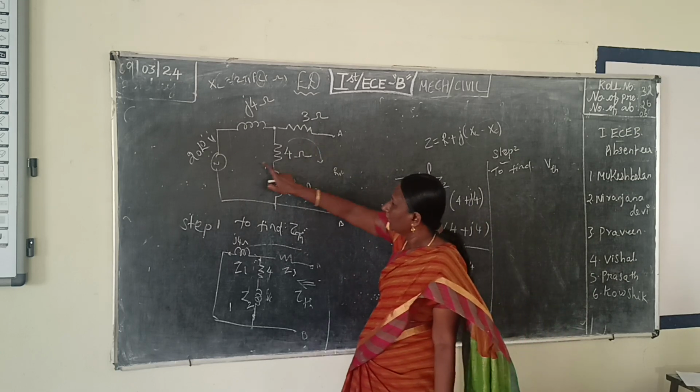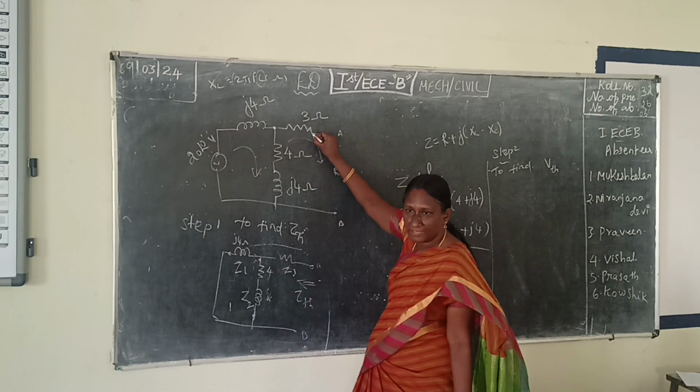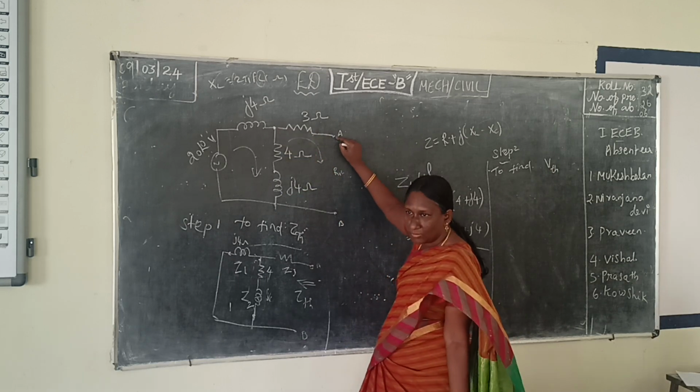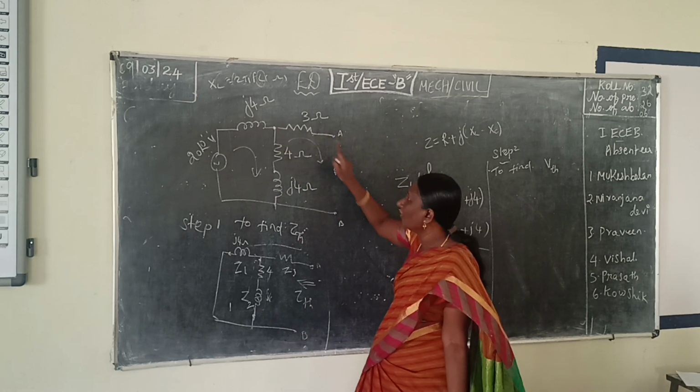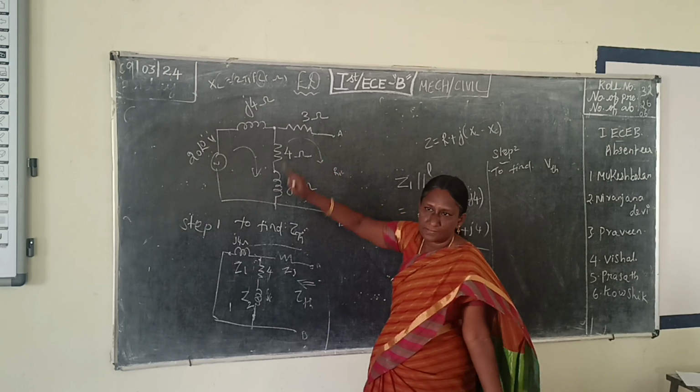Here the current flowing is 0. So whatever voltage is present here is equal to VAB, because no current flows there, so there is no voltage drop across the resistor. Okay?